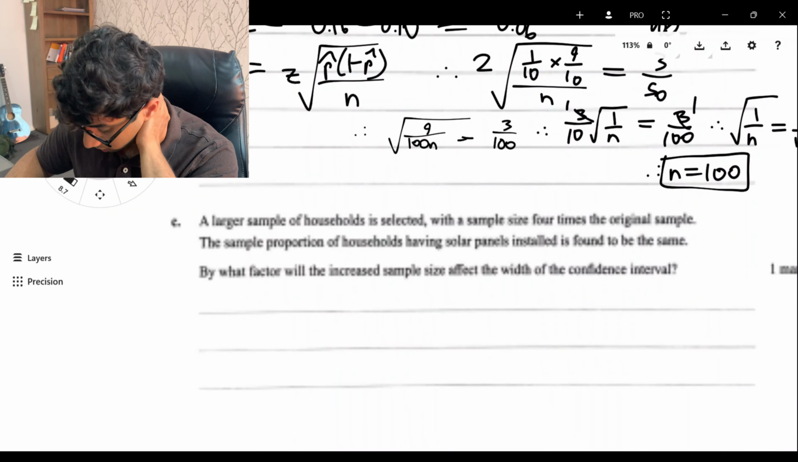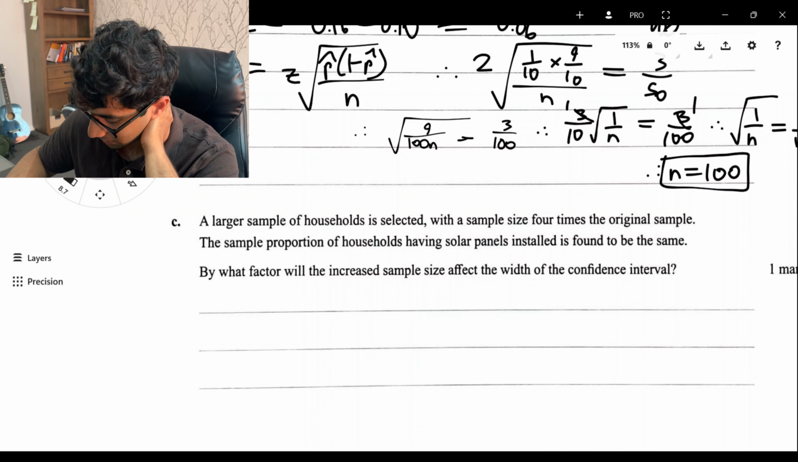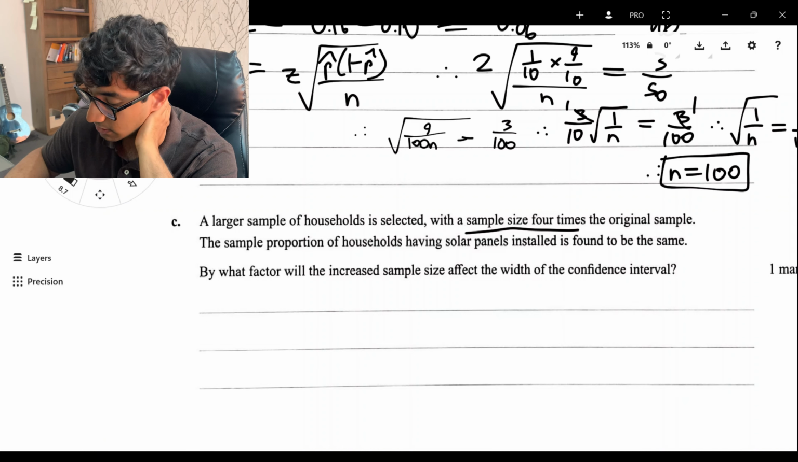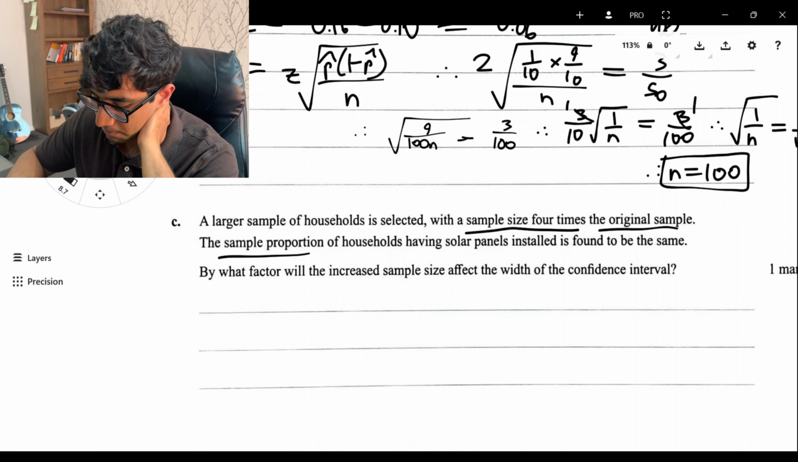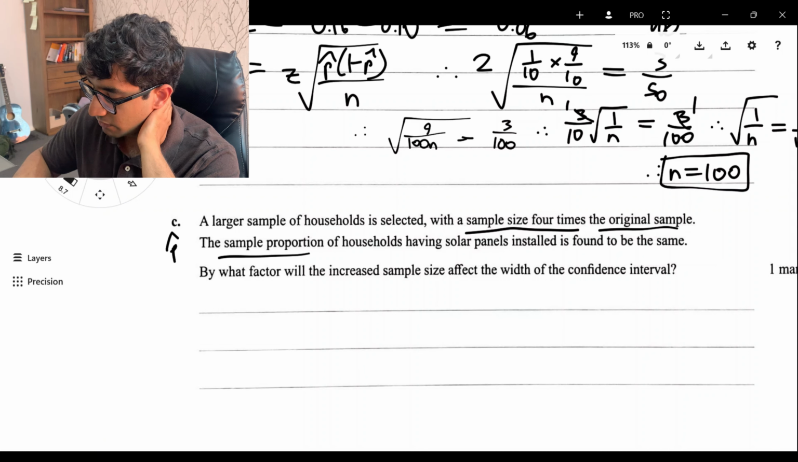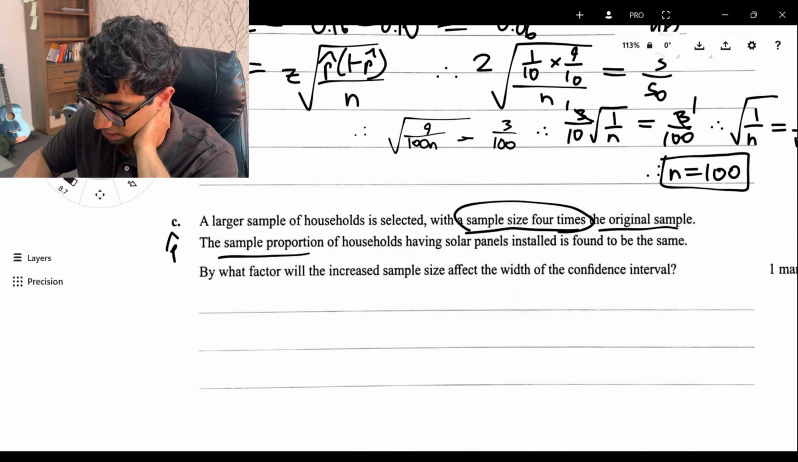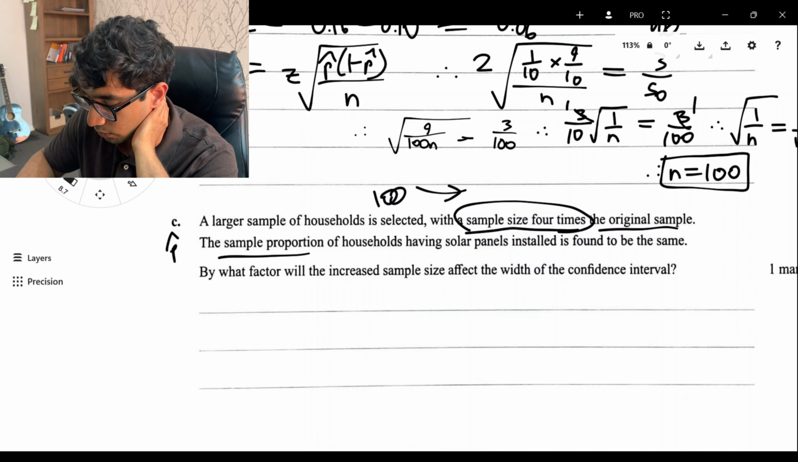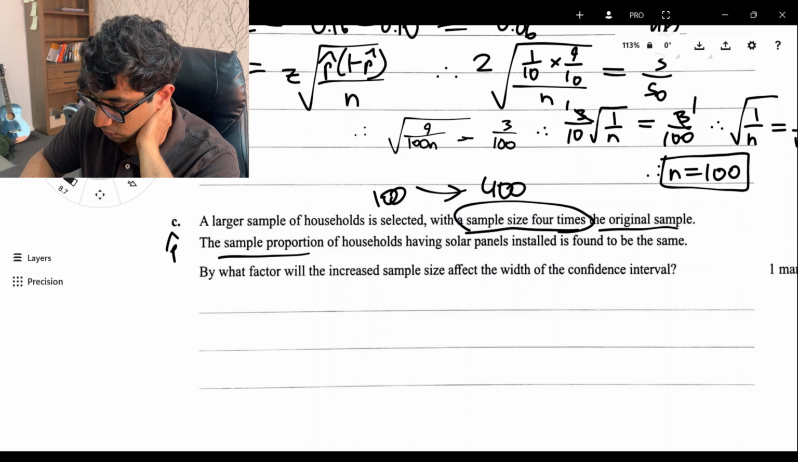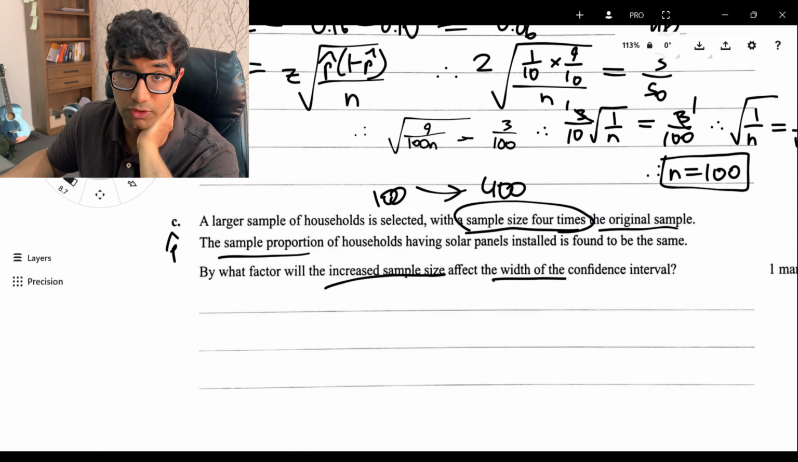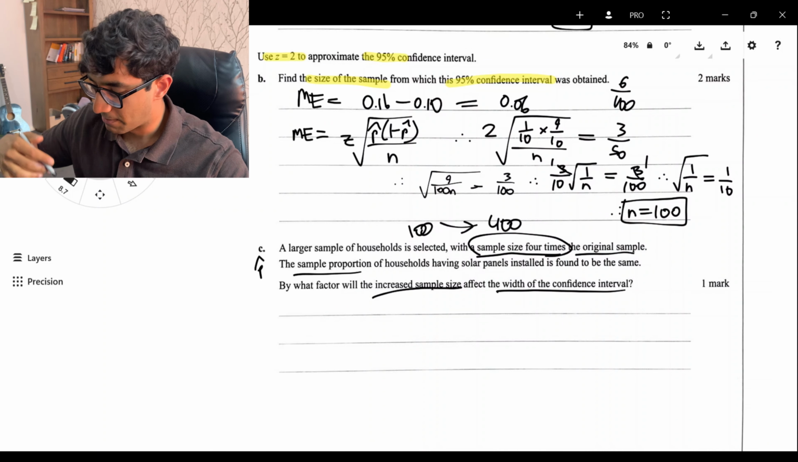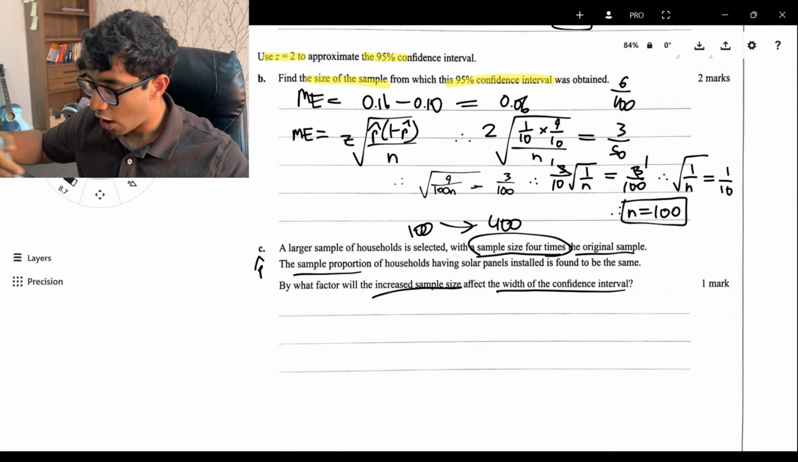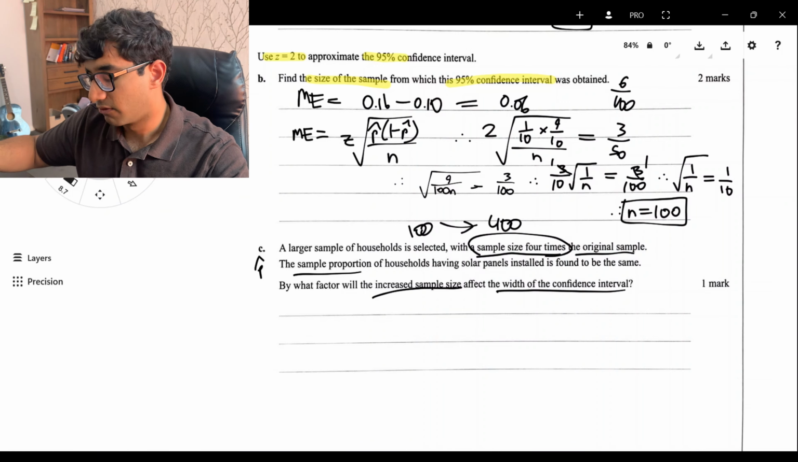Okay, so a larger sample of households is selected with the sample size 4 times the original sample. Okay, cool. So the sample's proportion of households is found to be the same. So p hat is the same as what they're saying here, but what we've done is we've increased the sample size from 100 to basically 400, okay? By what factor will the increased sample size affect the width of the confidence interval? So all we're asking ourselves in this case is, by what factor, if I'm increasing the sample size, how am I going to change the width of the confidence interval, okay?